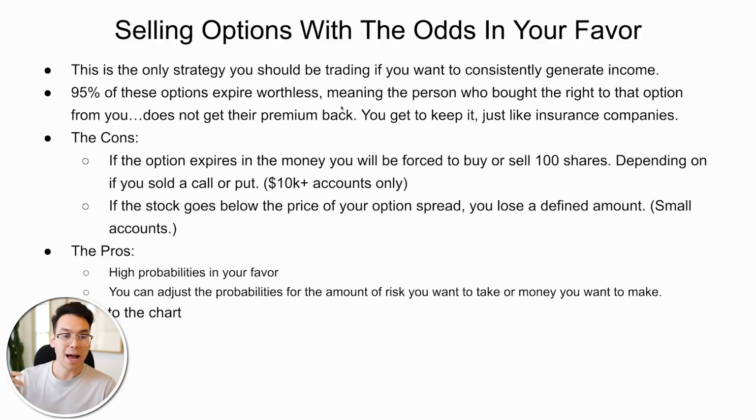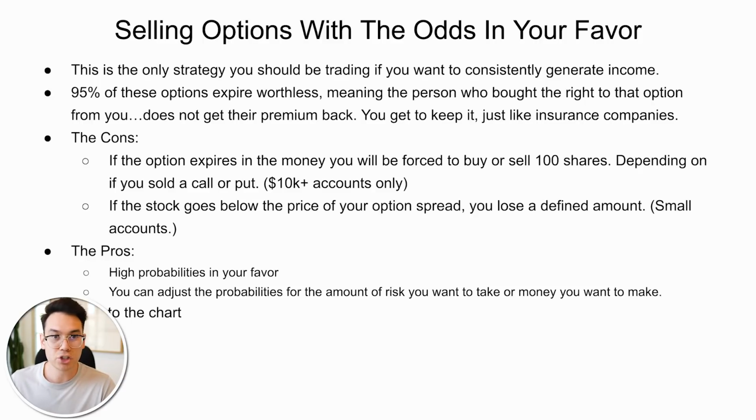The pros are high probabilities in your favor, and you can adjust the probabilities to the amount of risk you want to take, or the amount of money you want to make. If you want to make more money, you've got to take a little bit more risk. So the probabilities go down just a little bit, but they're still going to be over 80%, okay?